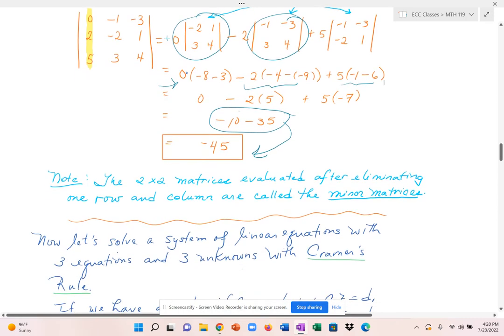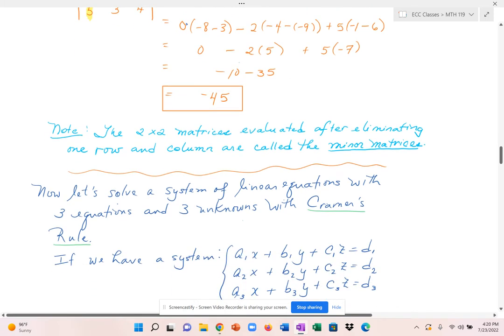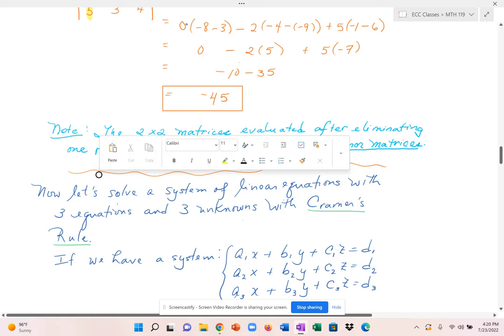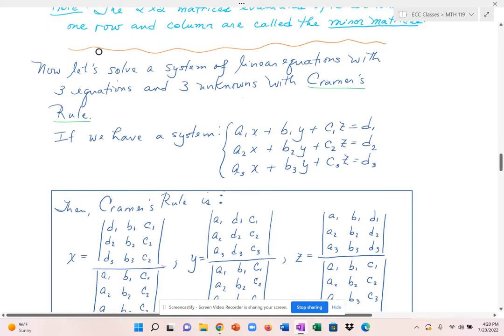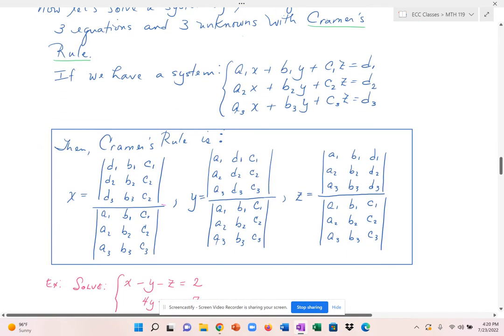Now we're going to solve a system of linear equations using Cramer's rule, where we have three variables and three equations, which means we will have a 3 by 3 matrix. So we'll use either one of the techniques that I just explained. So first, let me give you the formula. But again, the formula looks kind of a lot to memorize. But if you can remember the pattern, it makes it a lot easier.